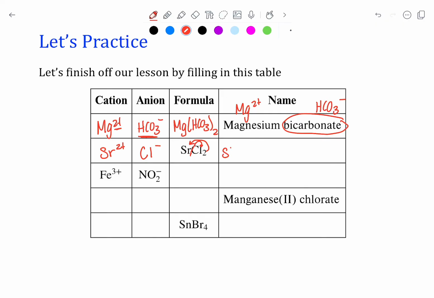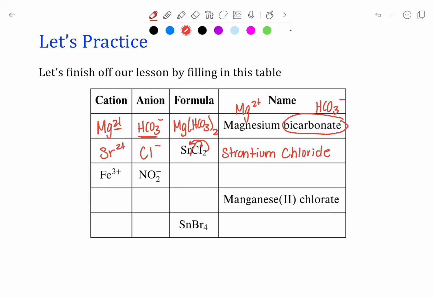So this would be strontium chloride. We name the first, then we name the second using IDE as the end. This has no polyatomic ion in it, so we don't need to worry about ates and ites or anything like that. Okay, this next one, we're given our cation and our anion, and we need to find the formula and the name.